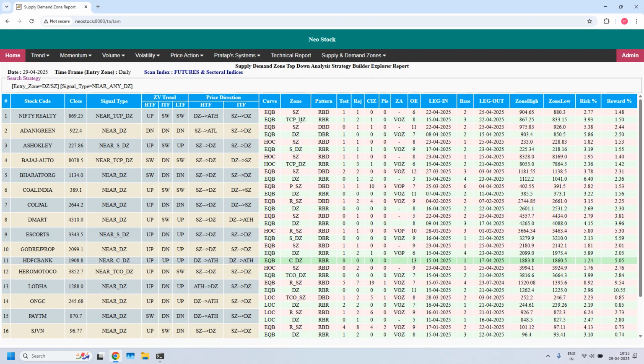Nifty Realty, but it is not listed in F&O, I am ignoring it. Ashok Leyland is having a daily high liquidity demand zone. Bajaj Auto is having high liquidity demand zone. Escorts is having a daily high liquidity demand zone, also having daily high liquidity supply zone. Sometimes on either side we get trade opportunities when a stock is having both high liquidity demand and supply zones.